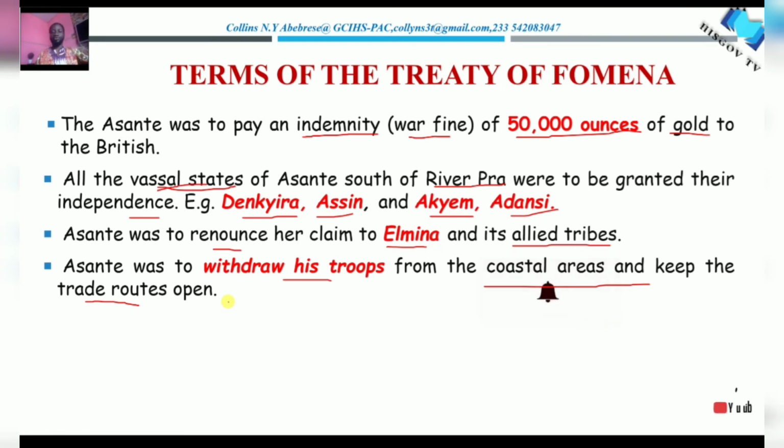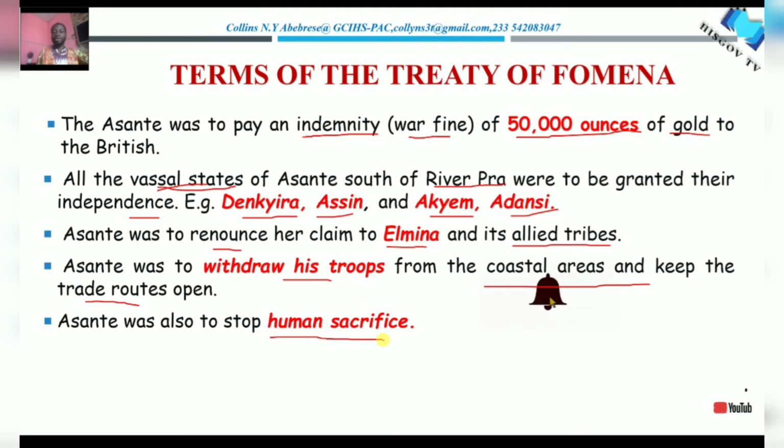They wanted to monopolize the trade. Only their people should be engaged in the trade. So they were asked to withdraw all their troops along the coast and also keep the trade route open. Then the last one, they were also asked to stop human sacrifices. And this is one of the areas that we normally commend the British for, putting an end to human sacrifice.